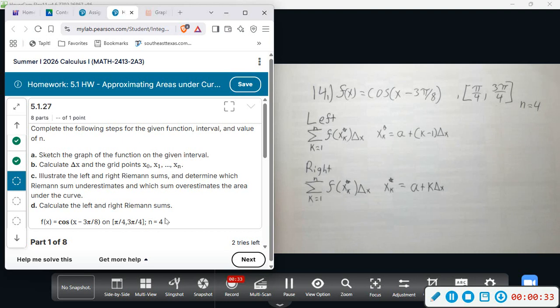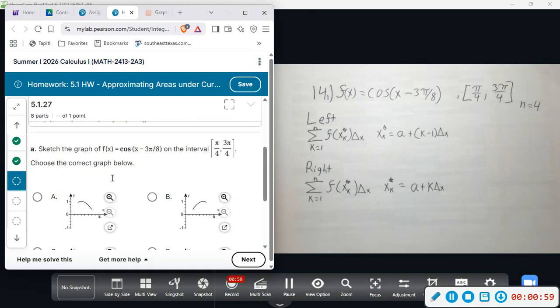All right, so this will take quite a bit of work by hand. We're going to use technology to assist us. I've written down everything that we're going to need. So the function, I've written down the domain, n, and from our textbook, toward the very end of the section, it shows how to compute left, right, and midpoint Riemann sums using the summation tool. And so I've written that down here.